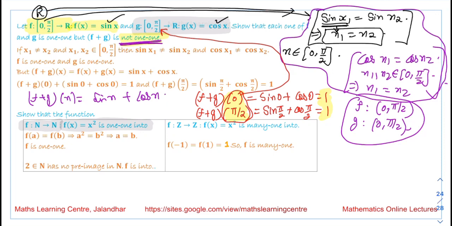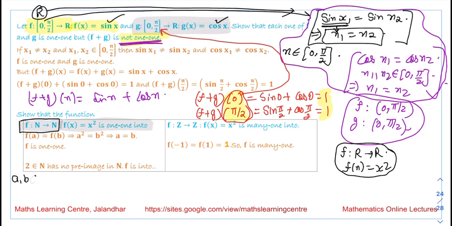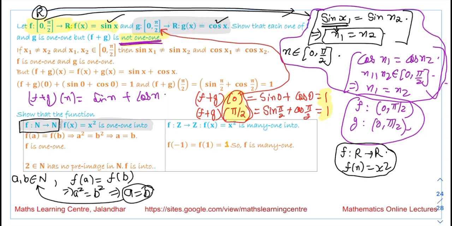We have already seen that if we are defining the function f from R to R and the function is f(x) is equal to x square, it is neither one-one nor onto. Now we have changed the domain over here, it is f from N to N. So we are considering two elements a, b belongs to N. We are saying suppose f(a) is equal to f(b). This implies that a square is equal to b square, and this implies a is equal to b, because both a and b are natural numbers. So what we get is that f is a one-one function.